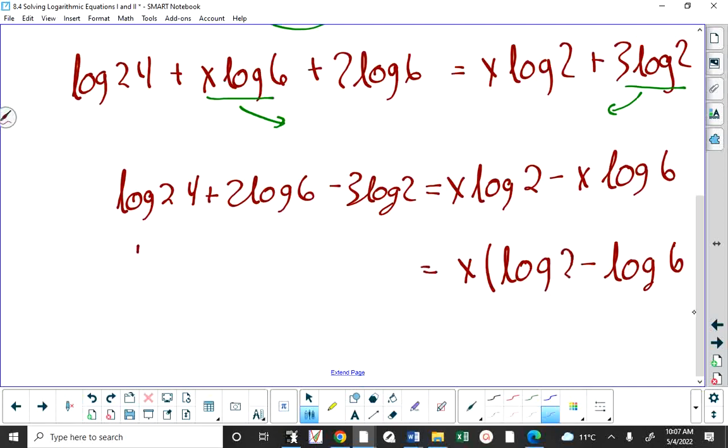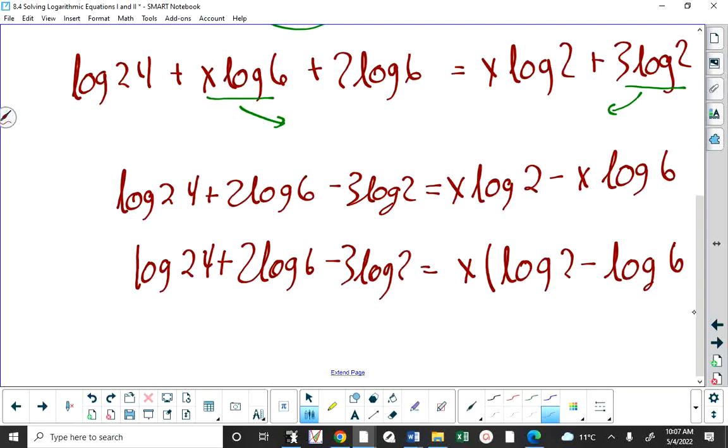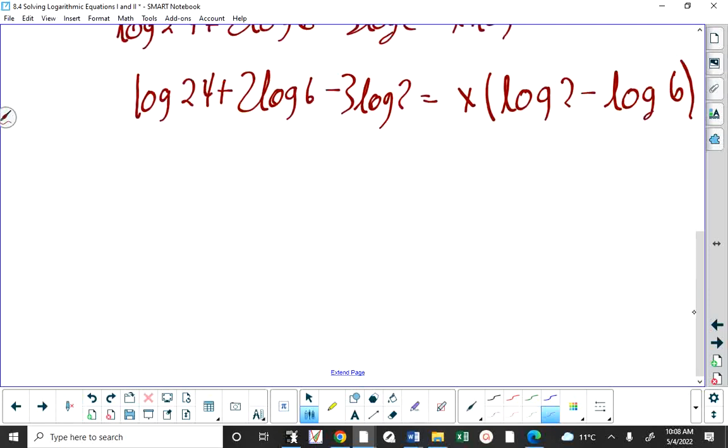This is equal to the log of 24 plus the 2 log 6 minus the 3 log 2. And that thing on the left-hand side, log of 24 plus 2 log 6 minus 3 log 2, is just some number. So what we have is some number equals x multiplied by some other number. You divide the coefficient of x on both sides to have log of 2 minus log of 6 on the bottom.